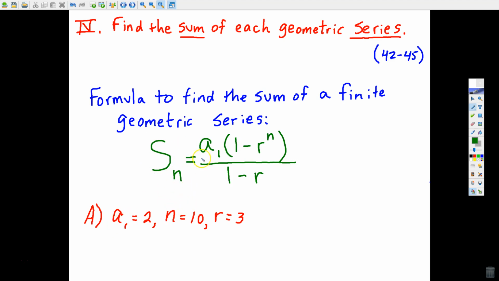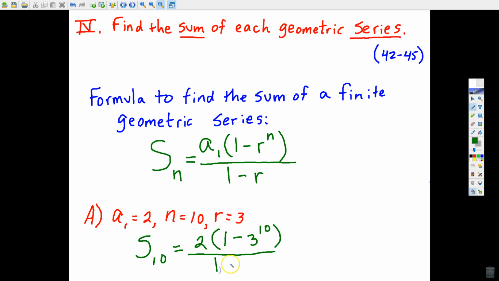Okay, so let's take this formula and apply it for problem letter A. All right, how many terms am I adding up? Well, apparently I'm adding up 10. N is 10, so let's find S sub 10. What does A sub 1 stand for? Okay, it stands for first term, which means 2 in this case. 1 minus R to the n power. Well, if I'm looking to add 10 terms, that means this is going to be exponent 10.